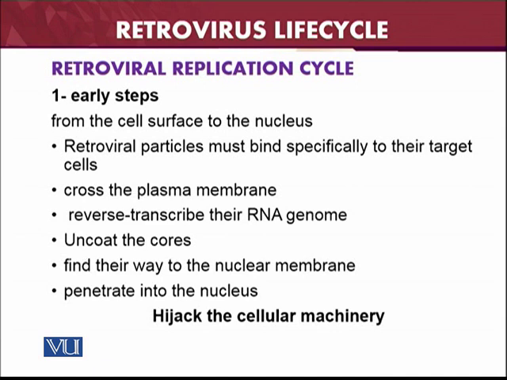Retroviral particles must bind specifically to their target cells, then cross the plasma membrane. The retroviruses have to cross two different kinds of membranes, unlike the other viruses which only have to cross the cell membrane; retroviruses also have to cross the nuclear membrane. Then they must create their own RNA genome and uncode the core proteins, find their way towards the nuclear membrane, pass the nuclear membrane and then penetrate inside the nucleus.